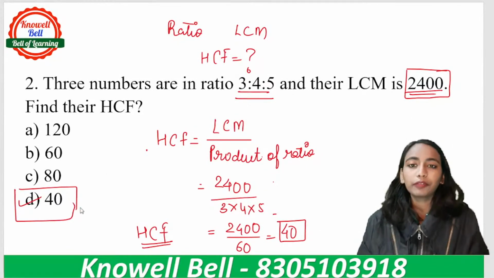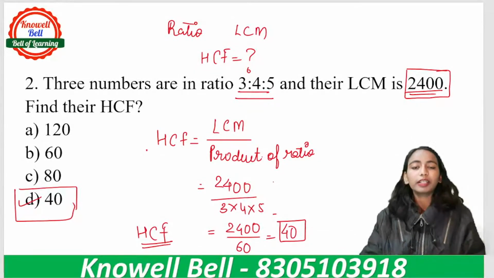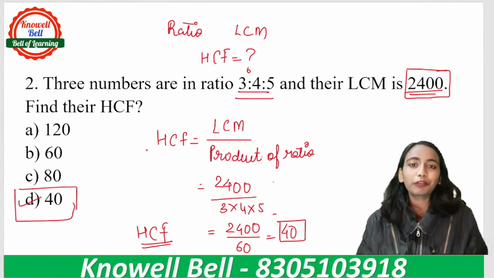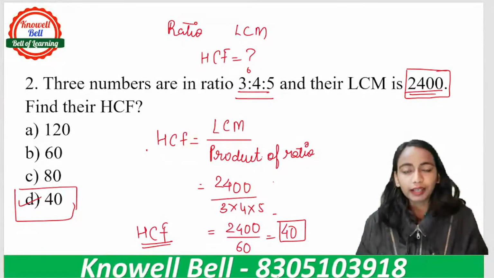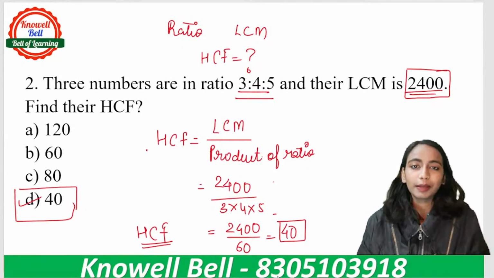Clear to everyone? How can we do these kinds of questions? Whenever a ratio is given and the LCM is given, you have to find the HCF. We will multiply the ratios and divide the LCM by the product of the ratios.